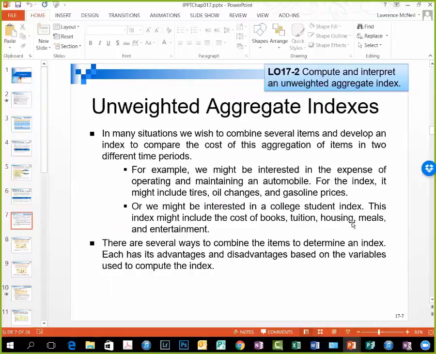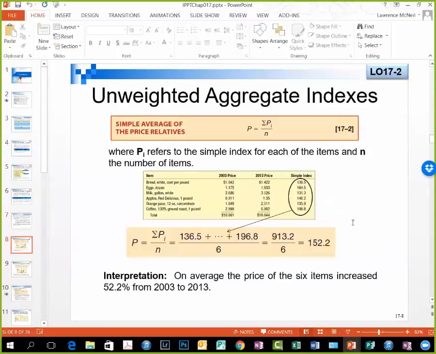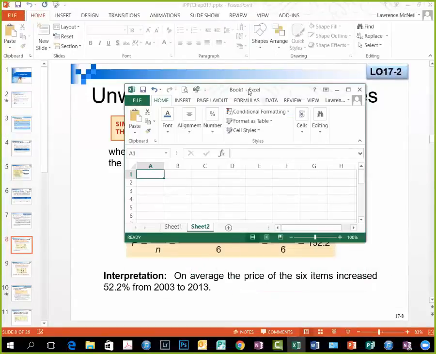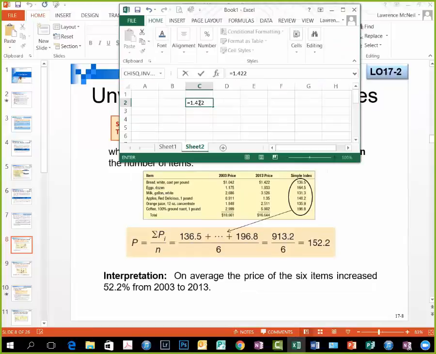Okay, in many situations, we wish to combine several items. There are several ways to combine several items, and it goes into some differences regarding it. So, for example, if we take 1.422 over 1.042, we can do that using our Excel here. Pull this up. I'm just going to take 1.422 divided by 1.042, and I get 136. What I'll do is I'll multiply this. That's what it was.